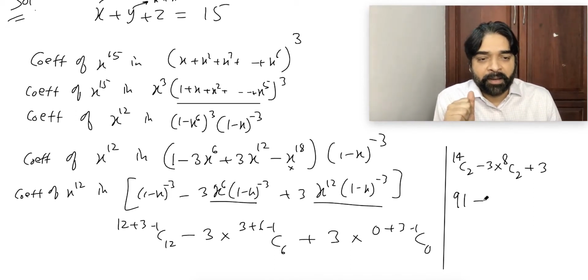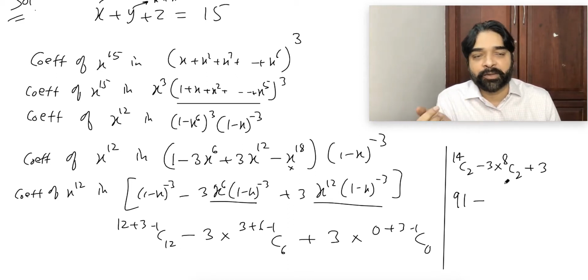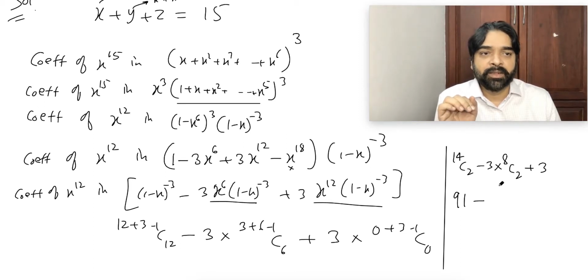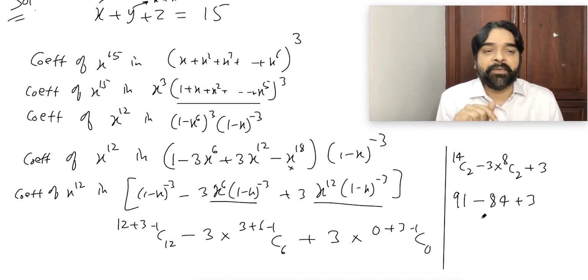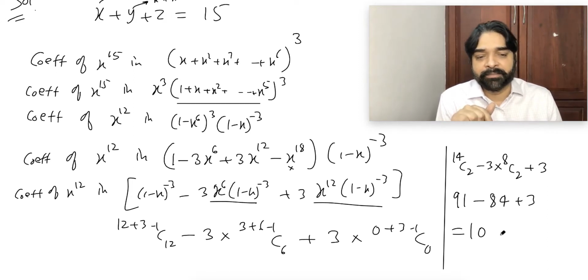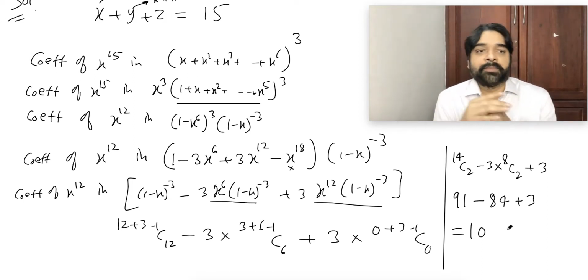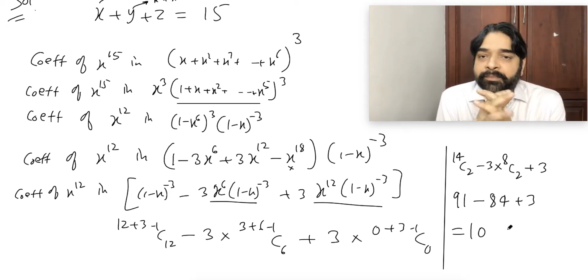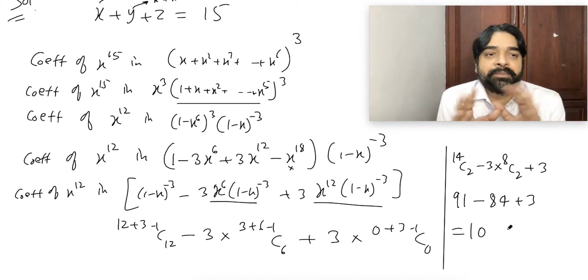91 minus 8 C2, 8 into 7 by 2 means 28. 28 into 3, 84. Yes, 28 into 3, 84. 84 plus 3. 91 minus 84 will become 7. 7 plus 3 will become 10. This is the answer. Did you understand?